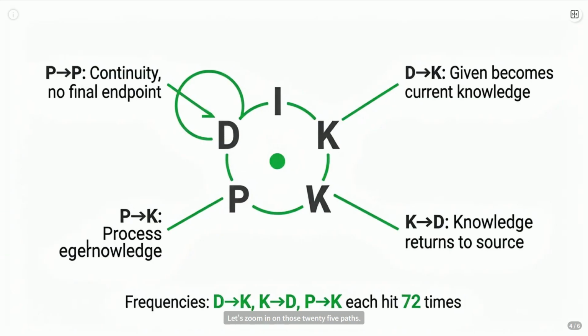Let's zoom in on those 25 paths. They're not just abstract connections, they tell stories. The most frequent ones, hitting 72 times each, are D to K, K to D, and P to K. What does this mean? D to K means the given data successfully becomes part of our current complete knowledge. K to D means our current knowledge can trace back to its original source. P to K means a process actually generates the knowledge we currently possess. And P to P? That's the engine humming along, meaning generation can continue without stopping or claiming completion.